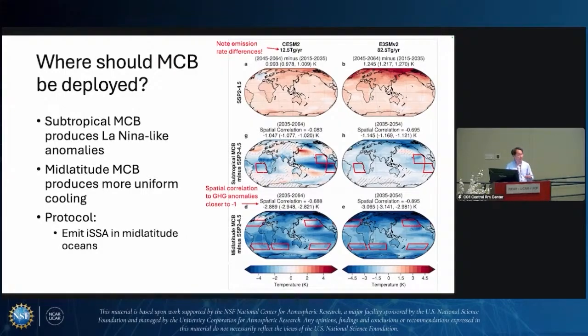And then finally, we see that in general the cooling is more uniform, and so we don't get any of those regional warming signals that we got, for example, with the subtropical MCB case. And so going forward, we decided to focus on this mid-latitude ocean MCB scenario strategy.